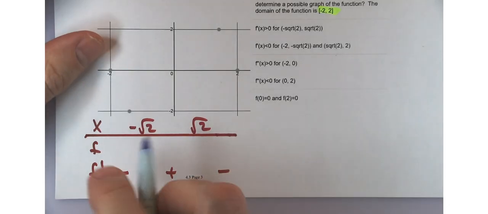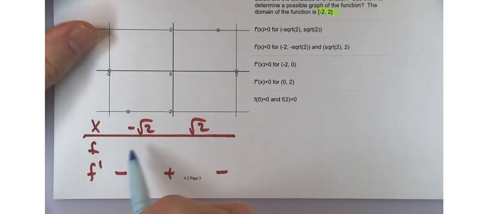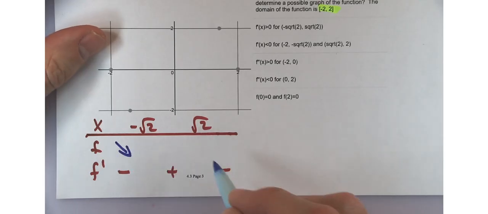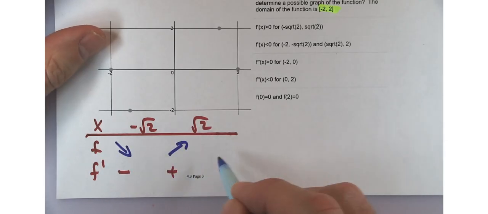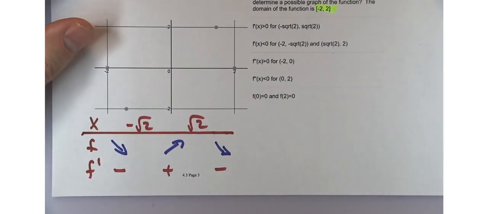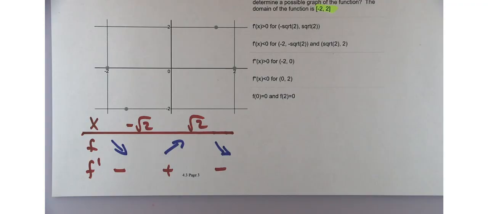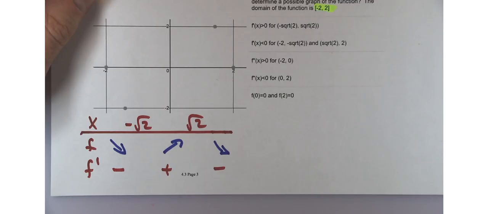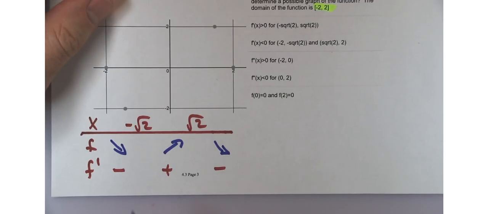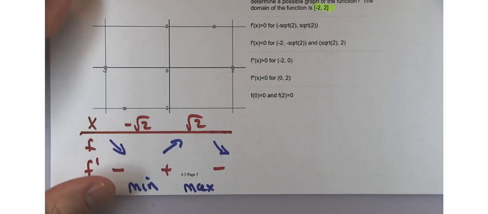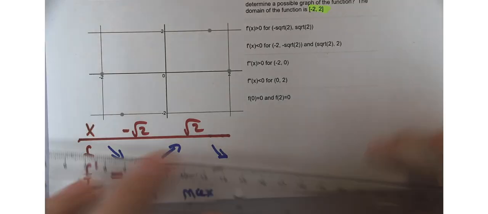What's happening to the function to the left of negative square root of 2? Decreasing, then increasing, then decreasing. Faith, what does that mean is going on at the negative square root of 2? Yeah, that's a minimum point. And square root of 2 is a maximum point. Nice. So a couple things that we knocked off here.